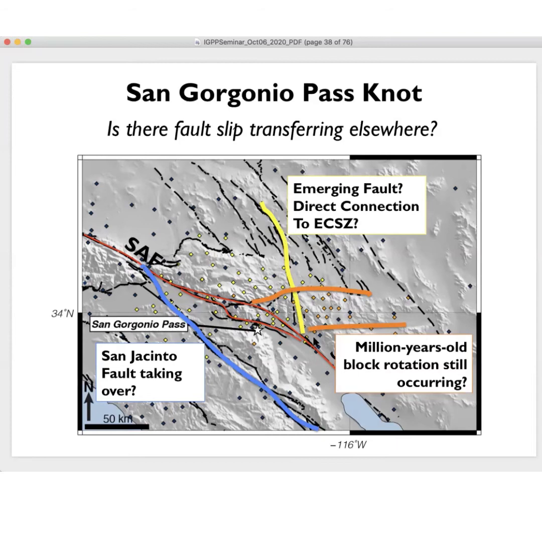And last but not least, there is of course the San Jacinto fault off to the west, which we know is working on becoming a total through-going fault in the last couple million years, and could again provide a transfer mechanism right around this knot of faults in the area. So this sort of adds to the complexity about, how do we know what's going on here? We really want to figure this out. Can we learn anything with geodesy? And that's what brings us here.